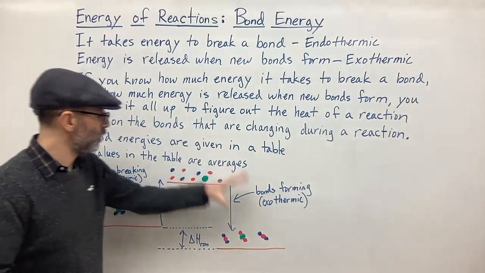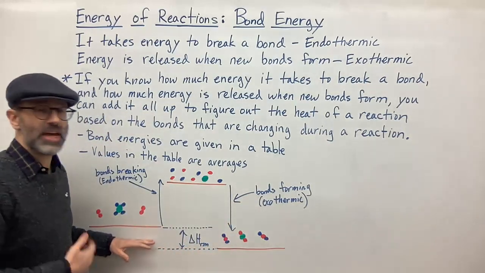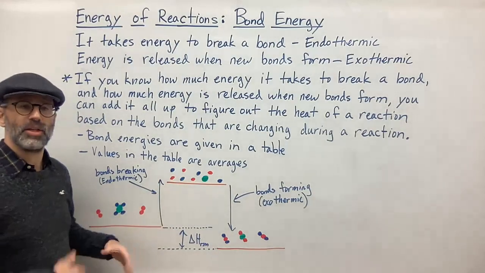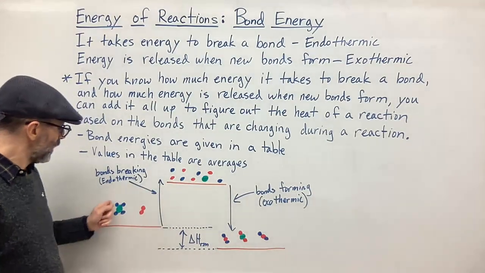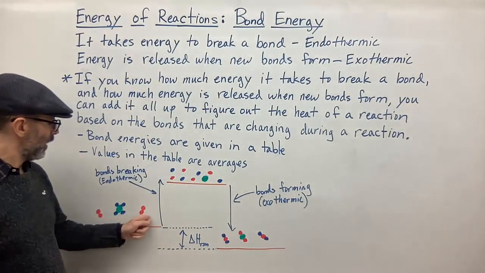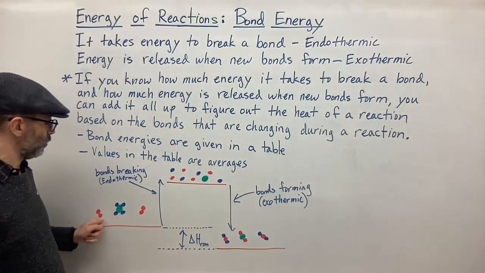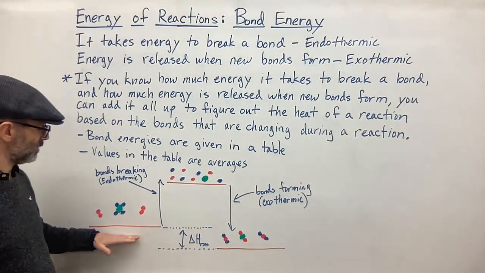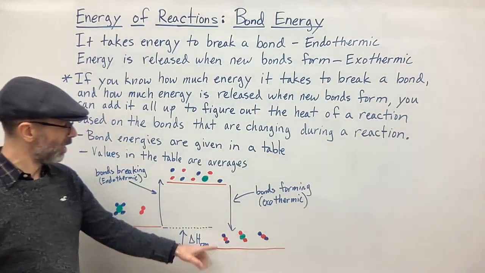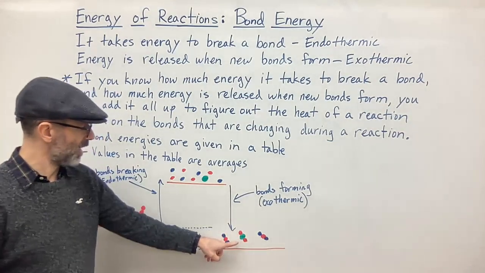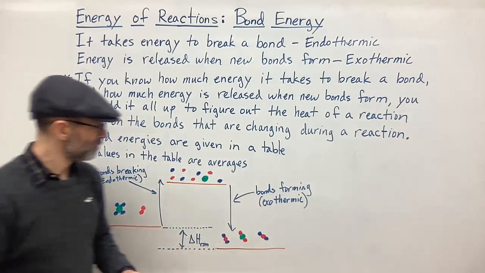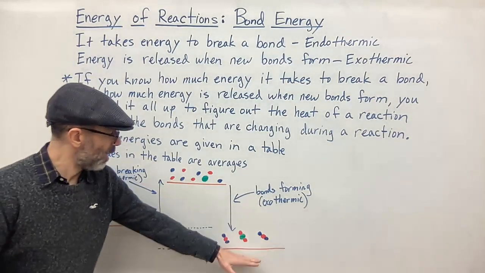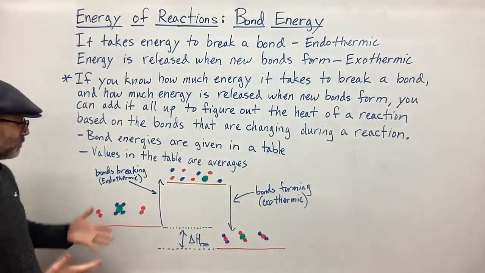So here's a little picture to kind of represent what's going on. Here, this would be like the combustion of methane. Here I have a methane molecule and two oxygen molecules. These are my reactants. And when I form products, I get two carbon dioxide and two water. Those are my products.